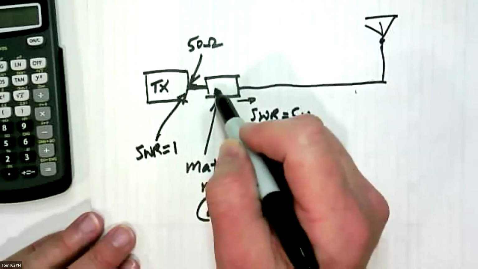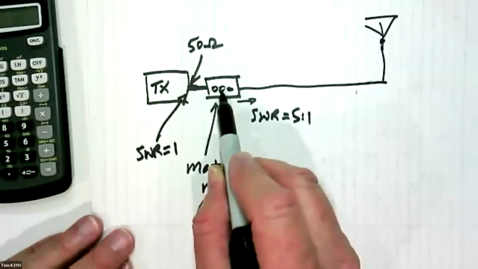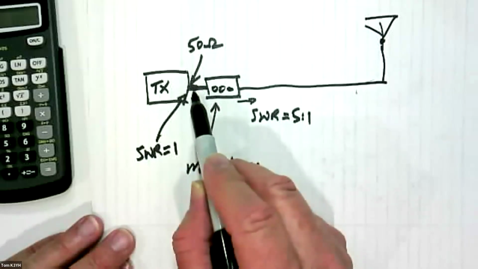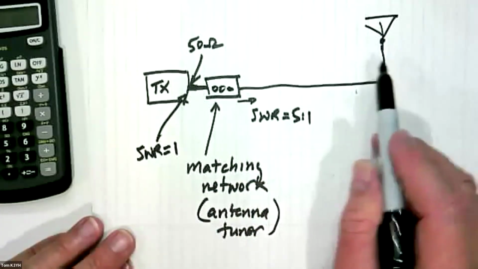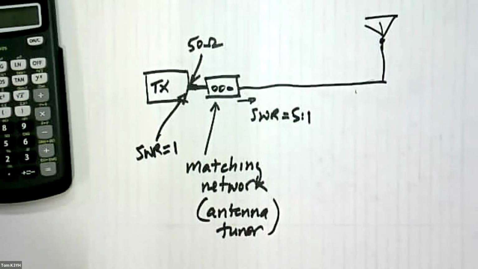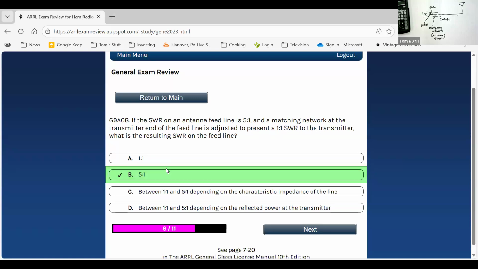In fact, I have a manual box to tune this, and that's exactly what I do. I adjust these controls, capacitors and inductors, so that I see an SWR of 1 to 1 here. But on the other side of it, it's still 5 to 1. Nothing changed. And we'll flip back to the problem. So here you go: 5 to 1, matching network, adjust to present 1 to 1. What's the SWR on the feed line? Still 5 to 1. You didn't change anything there.